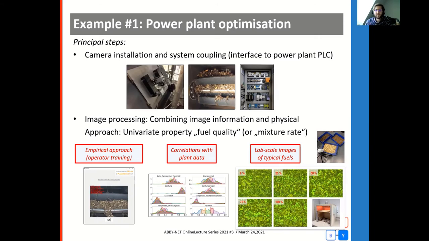The first way is to use an empirical approach. That means we ask the plant's operator to characterize the fuel properties over a period of time as data. After we got enough plant data during our observations, we correlated the camera information with real plant data, operational data taken from the control system. And the third approach relies on image material, which we obtained in a lab scale environment under control.